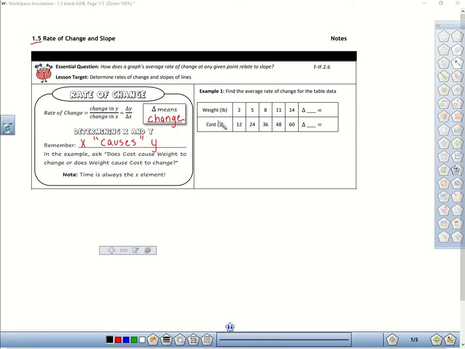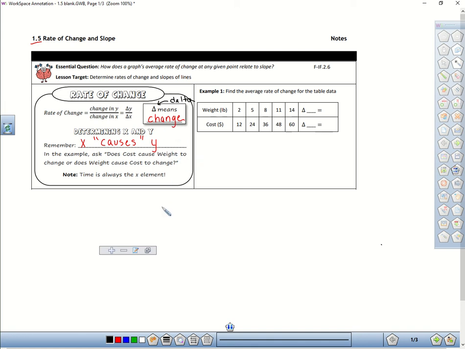So, what is rate of change? Rate of change is the change in y, known as delta y, over the change in x, which is known as delta x. When we say change, we're doing the difference of the y values over the difference of the x values. And the symbol delta is a Greek letter. This is actually the uppercase, and it means change.